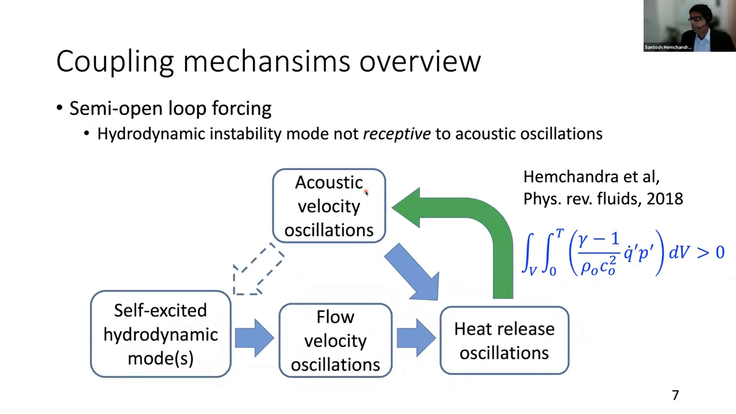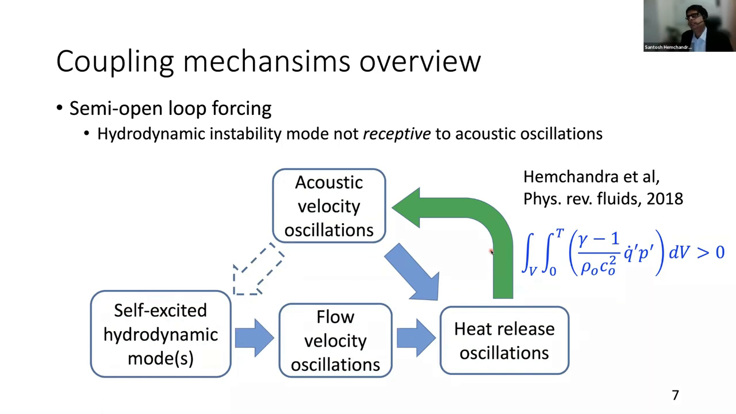You can also have another possibility, and this is something that is not very common. This I call semi-open loop forcing. The hydrodynamic instability mode is self-excited. So it behaves like a flow oscillator. Even with or without acoustic forcing, you would have a coherent velocity oscillation in the combustor, which can couple with the flame and just drive heat release oscillations. And that heat release oscillation itself just drives acoustic perturbations.